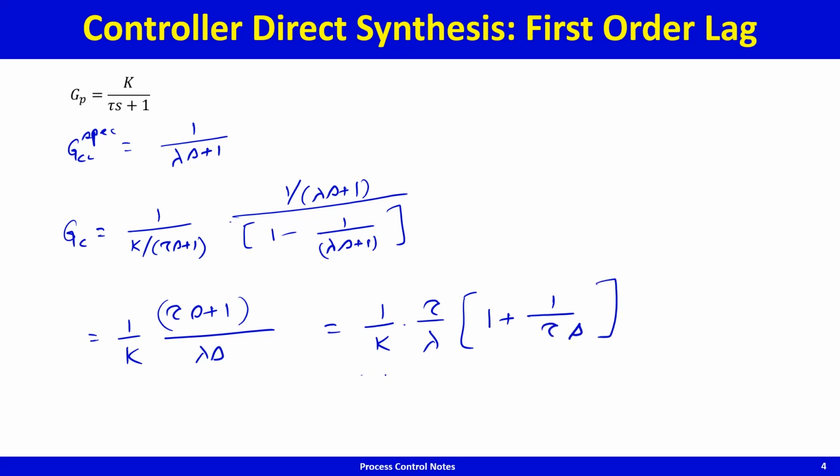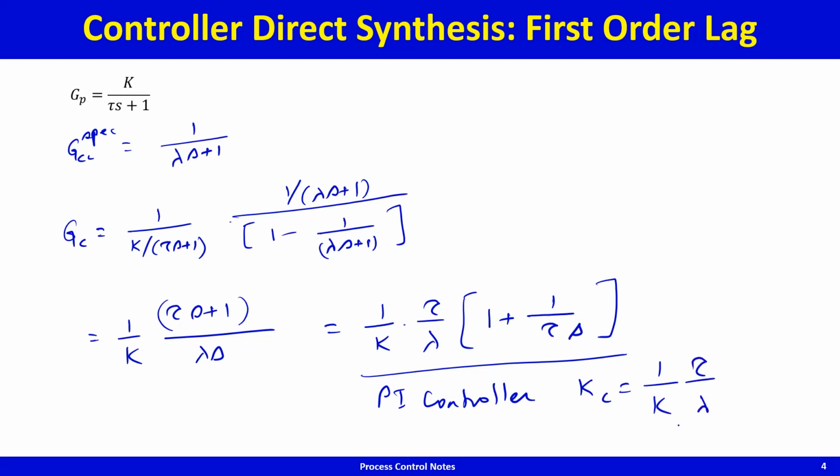You can see this is actually a PI controller with its gain equal to 1 by k times tau by lambda, and integral time tau I is equal to tau. So for the servo response to be a first order lag with time constant lambda, we need to have a PI controller with Kc equal to 1 by k tau by lambda and tau I is equal to tau.